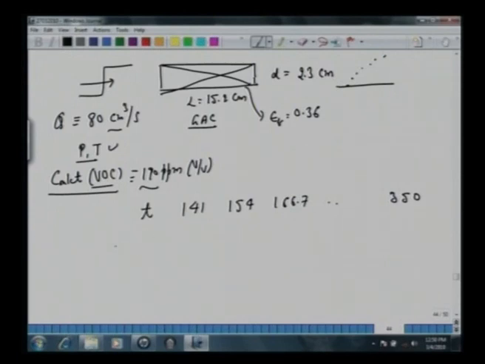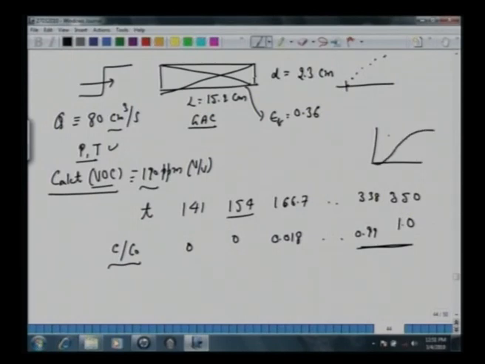So these are different times, and we note here certain concentrations which have been non-dimensionalized with respect to the inlet concentration. So 0, 0: it means till 154 minutes there was no concentration monitored at this exit. After 166.7 minutes, a very small concentration 0.018 is measured, and after 350 minutes, maybe at 1,338, it has reached 0.9. Look at this, it's very slow. When the bed starts getting saturated, the response goes very slow. It takes a very long time to come close to 1 here.